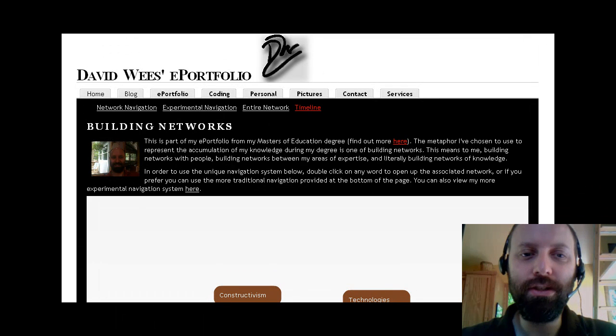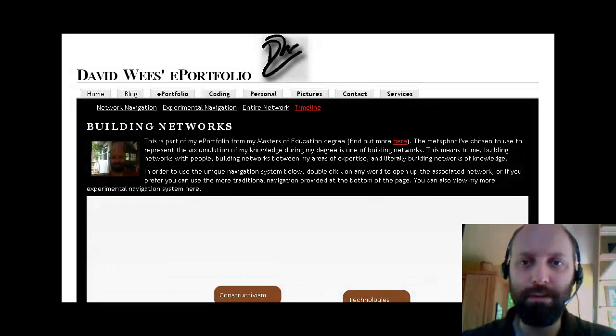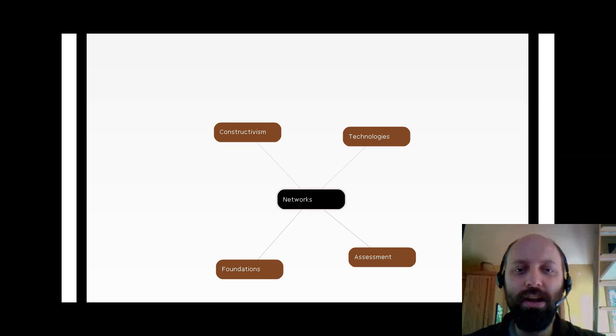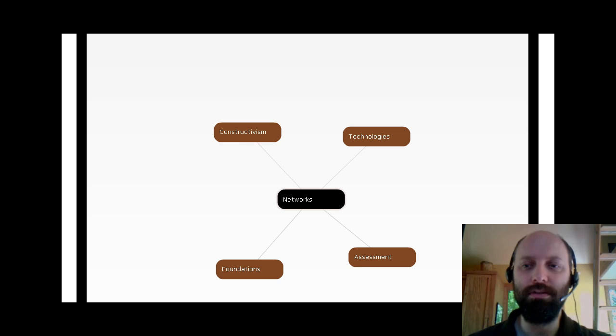The core technology used to build this website is the Drupal CMS, which is a content management system that allows you to build flexible and Web 2.0 websites. The other technology that I used in the construction of my website is Adobe Flex. It allowed me to build the unique navigation systems that you've seen.